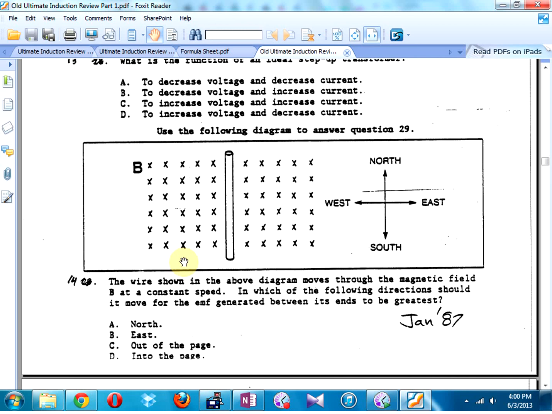No. East, let's see, move that way, magnetic field into the page, right? Oh, the positives are going to get pushed up, the negatives are going to get pushed down, and there's some distance of separation between them. Ooh, now you're doing work. Now you've created technically a battery. So it's B, east. Is that okay?